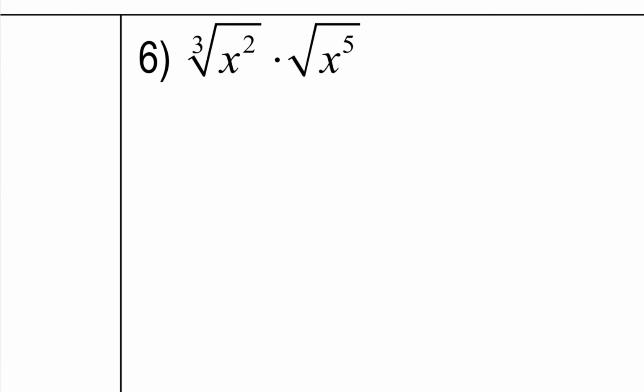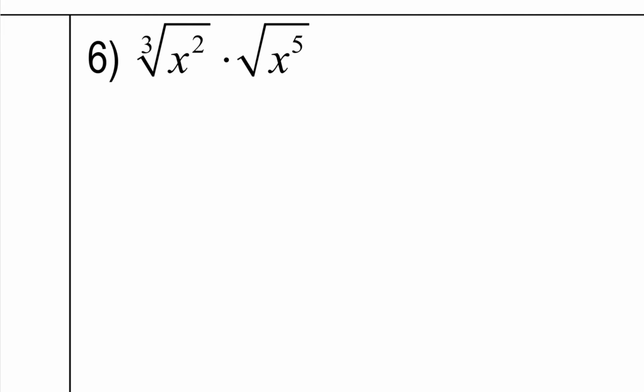Alright, so on this one, number 6. First thing, these don't have the fraction exponents, so I want to do that first. So this first one, I want to write x, and remember you do exponent over index. So 2/3 times x, and then you do exponent over index. Remember, no index is index of 2. So I rewrote them as exponents.